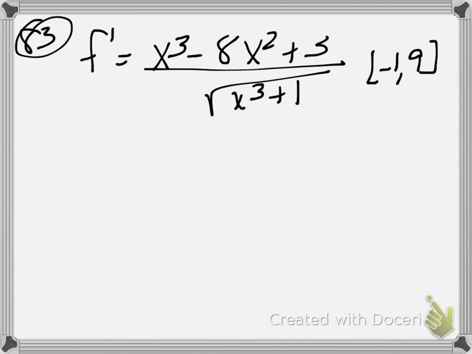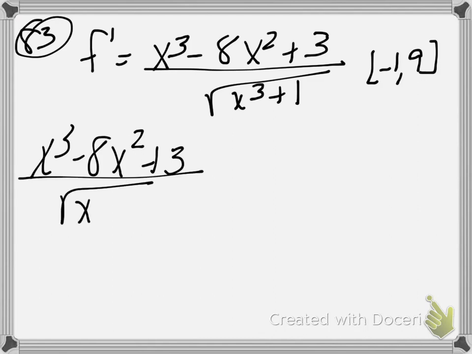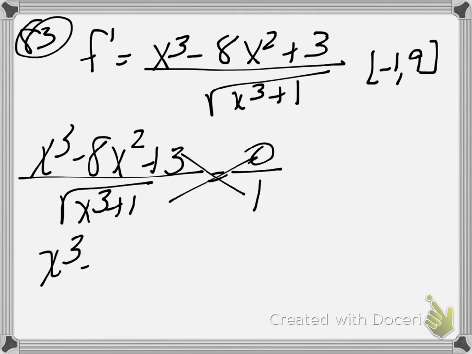Okay, here's 83. So you were given f prime, and you need to know when is there a max. So we find a max, or a min for that matter, by taking the derivative and setting it equal to 0. There's a 3. Okay, and we're going to cross multiply, and we're going to get that.